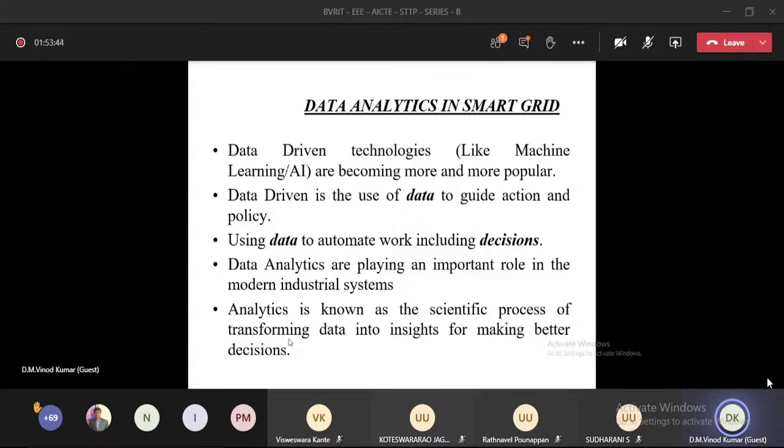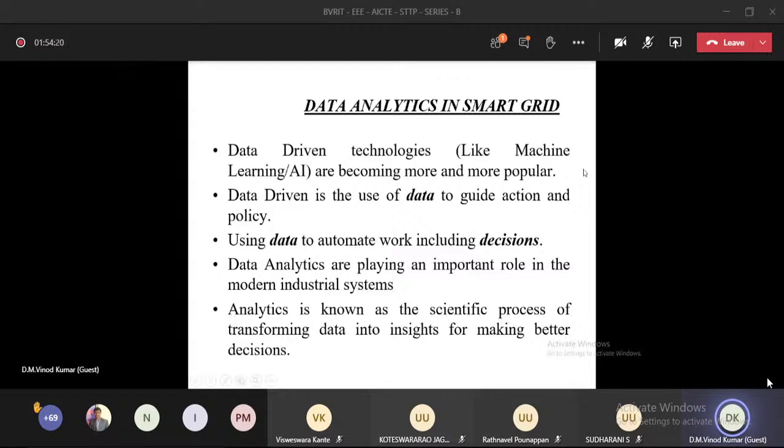Therefore, if you see this data analytics in particular, because most of the time in power systems or smart power systems, smart grid applications are very, very important, because you want to publish papers or you want to do anything. Otherwise, it is highly impossible. Because we are getting large data in power systems also, we are using data-driven technologies. What are data-driven technologies? Everything is based upon the data only. For neural networks data is required, fuzzy logic data is required, machine learning data. Therefore, machine learning and AI are becoming more and more popular.